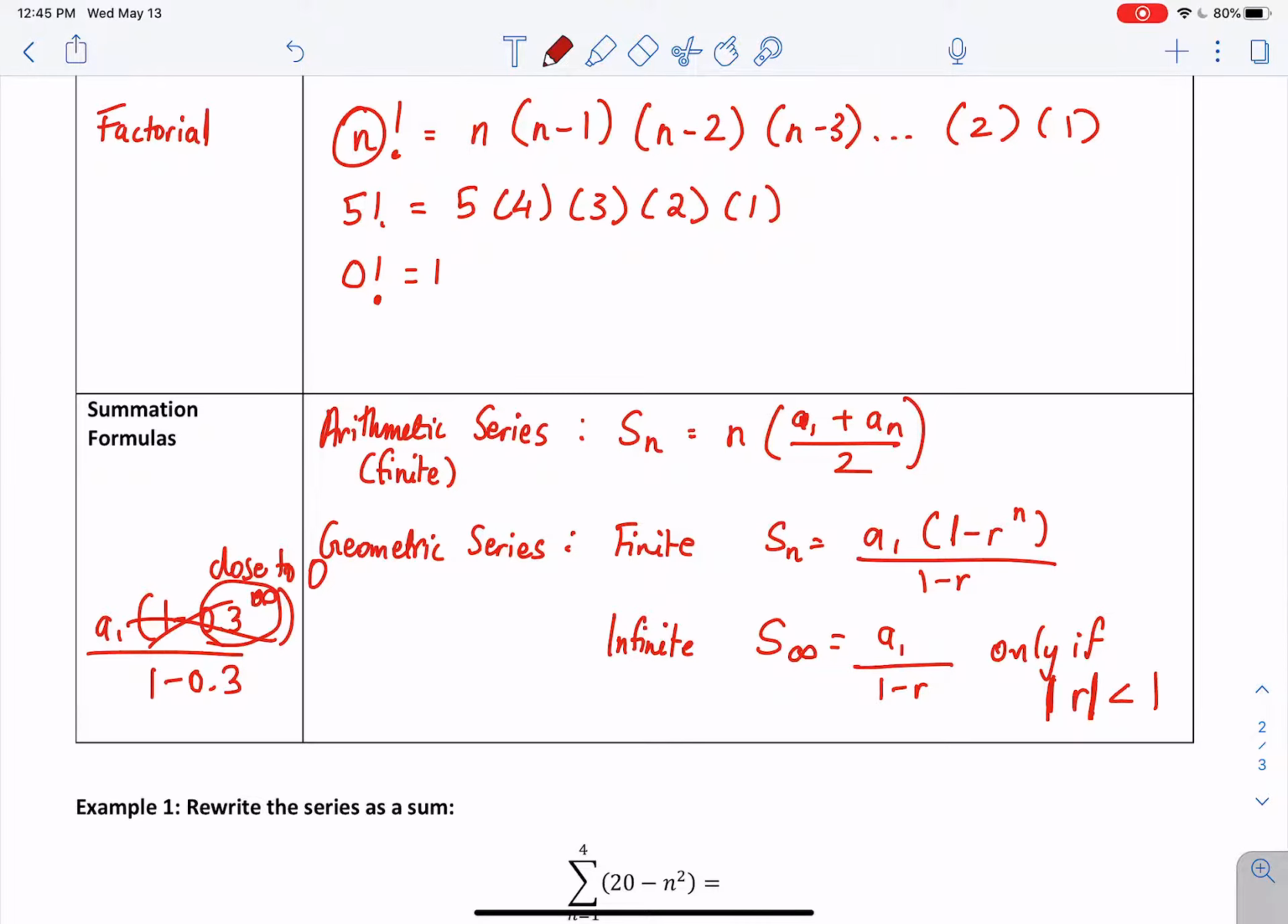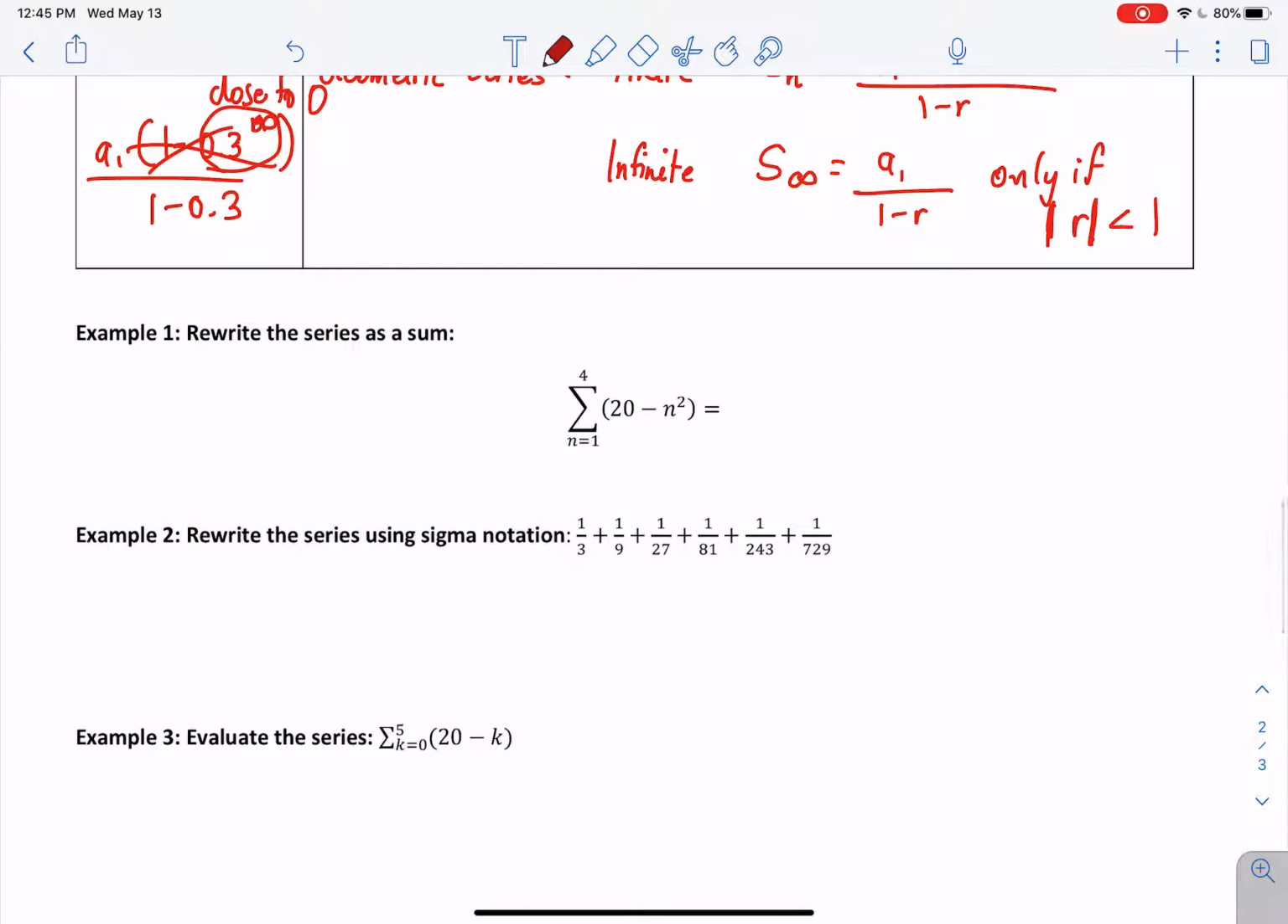So let's do some practice problems with this. So the first one, we're just going to play around with sigma notation a little bit. So here it gives you sigma notation for a series. We want to write it as the sum, just to make sure we understand what sigma notation is doing. So this tells me, take the sum of the sequence of numbers that follows this pattern, start at n equals 1 and go up to n equals 4.